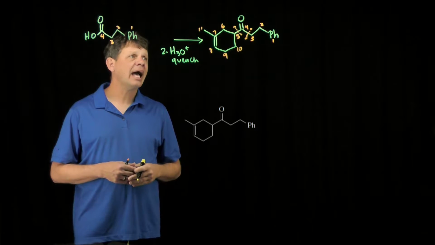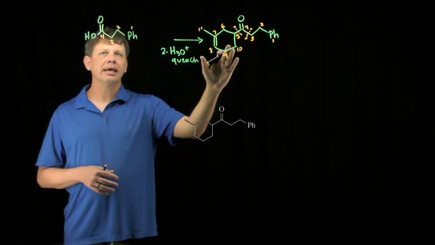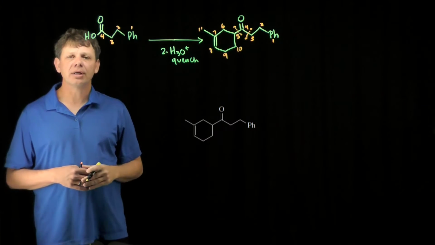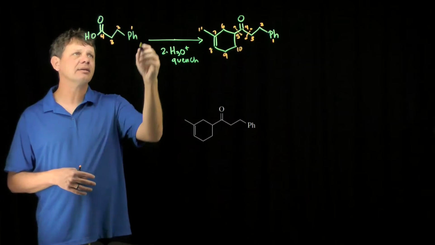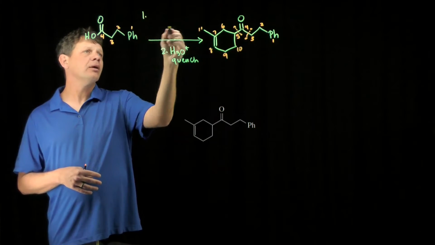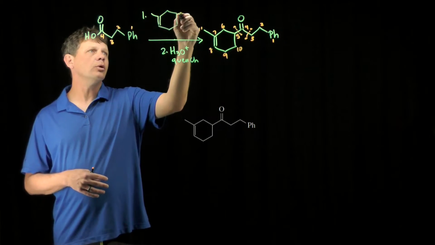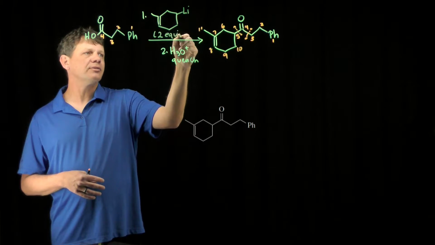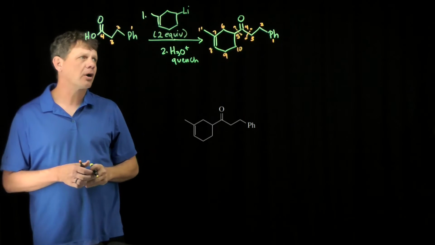And this carboxylic acid should then react with the rest of the molecule as the organolithium. Now recall, because organolithiums are strong bases, we're going to need 2 equivalents, one to deprotonate the carboxylic acid, and the second to do the nucleophilic attack. So the organolithium reagent we might use for this reaction will be this one, and we'll use 2 equivalents. This will react with this carboxylic acid.